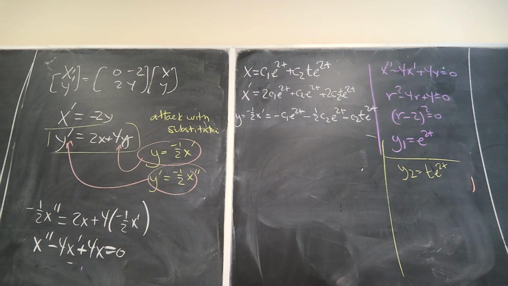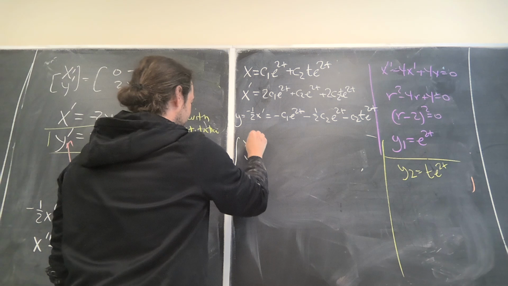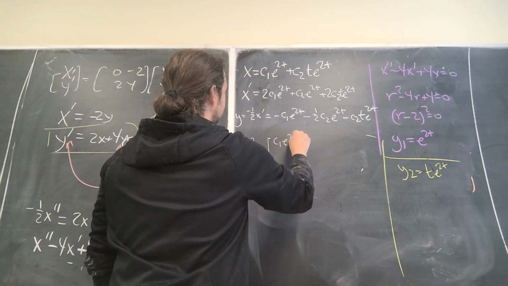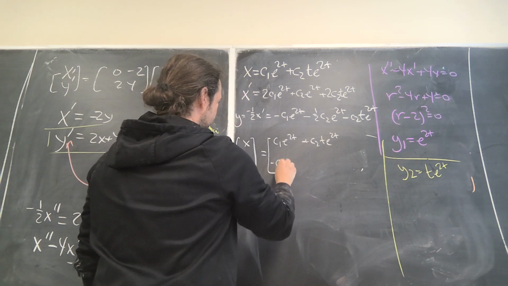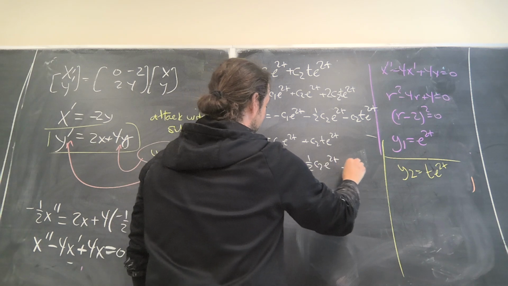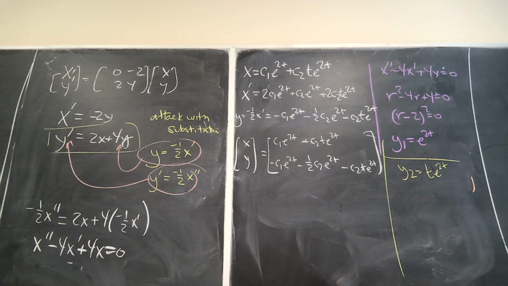And now we ended up with the particularly obnoxious looking final answer. x, y is equal to c1 e to the 2t plus c2 t e to the 2t, and minus c1 e to the 2t minus 1/2 c2 e to the 2t minus c2 t e to the 2t. And I have one more. I mean, this is all written on my notes, so when I post these, you don't have to scramble to get it all written down. I'm recording it as well.